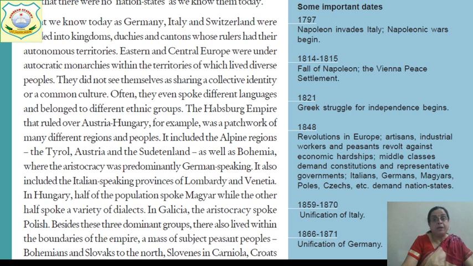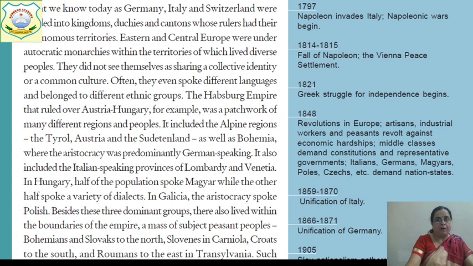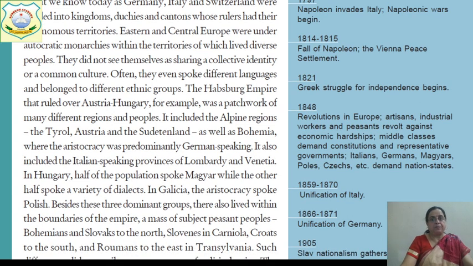The Habsburg Empire that ruled over Austria and Hungary. Which empire was ruling over Austria and Hungary? That was the Habsburg Empire. Or the question can come like this also: name the empire which was ruling Austria-Hungary. The Habsburg Empire, children. The Habsburg Empire that ruled over Austria and Hungary, for example, was a patchwork of many different regions and peoples.